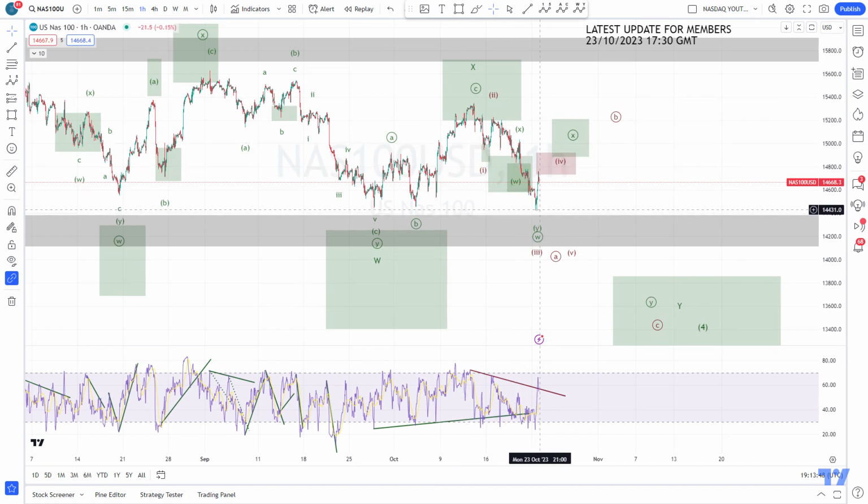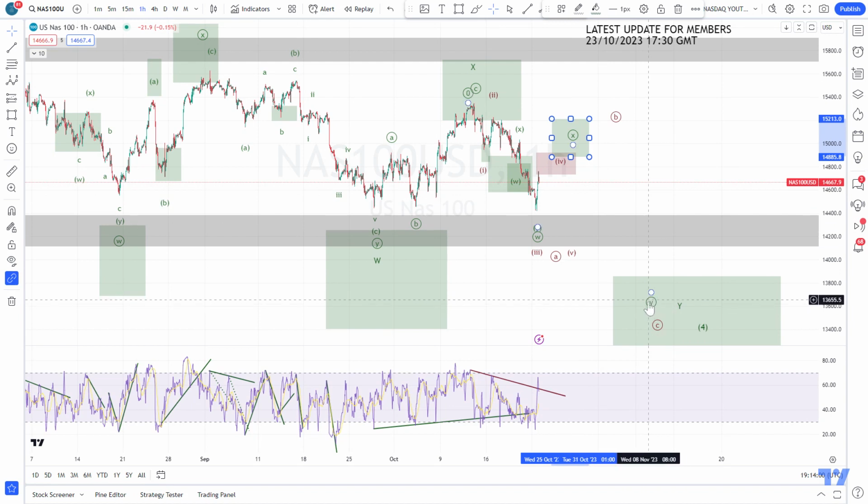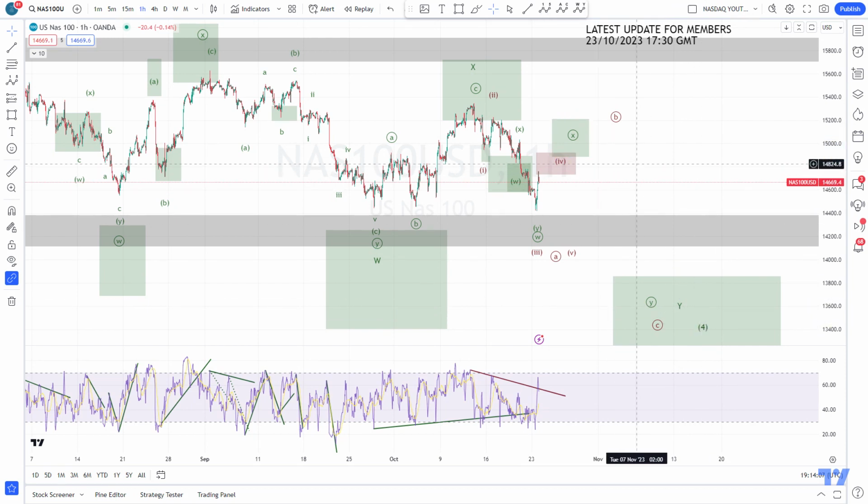The low is in, this low holds, and we see further upside into this area, the wave X area, and then from here we turn down again in 3, 1, 2, 3 into this area here to finish the wave Y of the wave Y, and then we have our 4 waves.